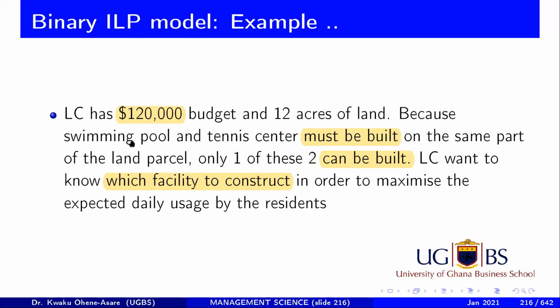But look at the first word, because either swimming pool or tennis must be built. Now that means that each of them has a possibility of being built. So swimming pool is X1 and tennis is X2. Each of them has a possibility, and because it is either one of them going to be built, the word either this or that is a plus symbol. Either this or that is plus.